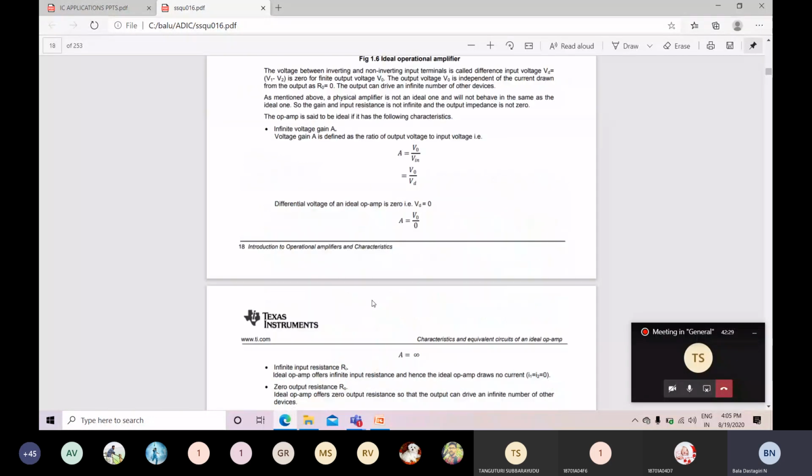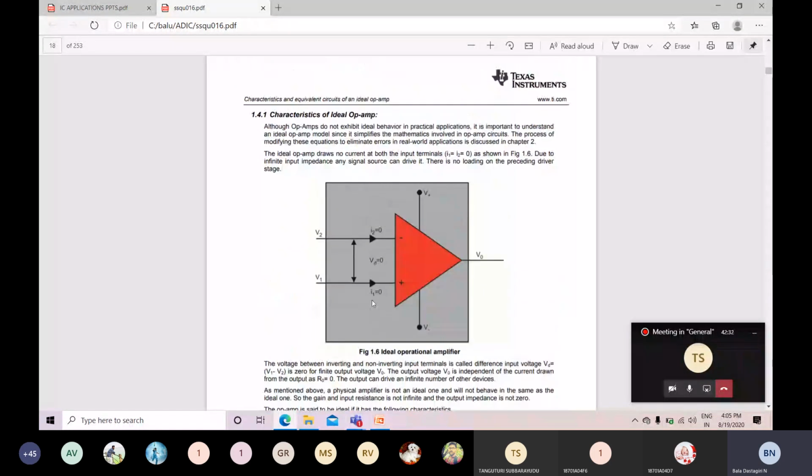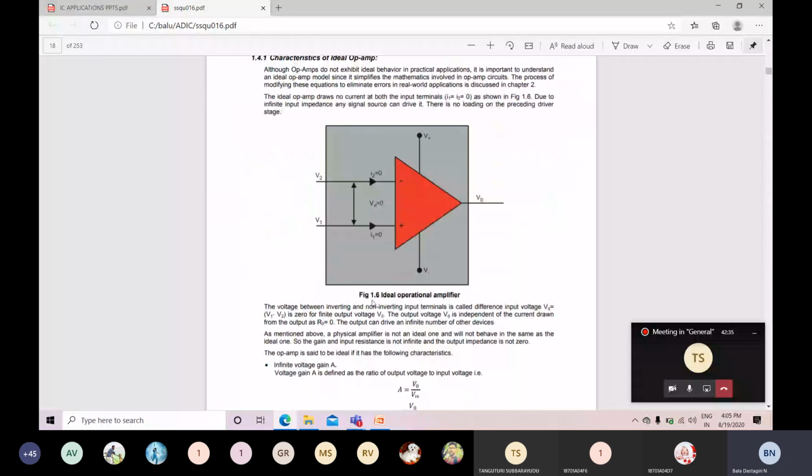This question has come in the examinations, I think in our autonomous syllabus, twice or thrice. It has come for 3 marks. Write about the characteristics of an ideal amplifier.